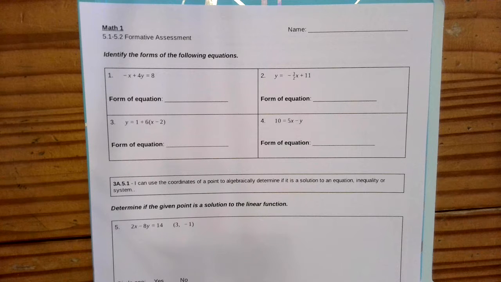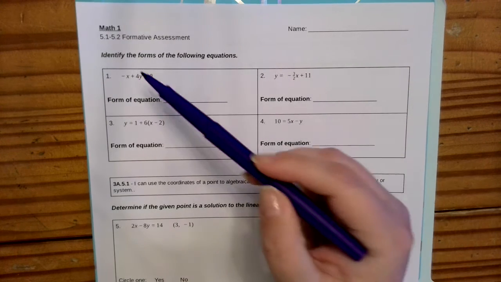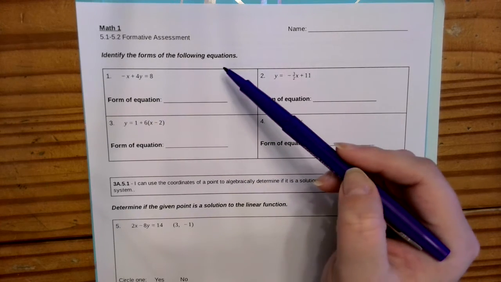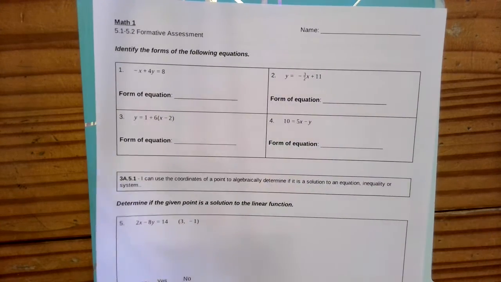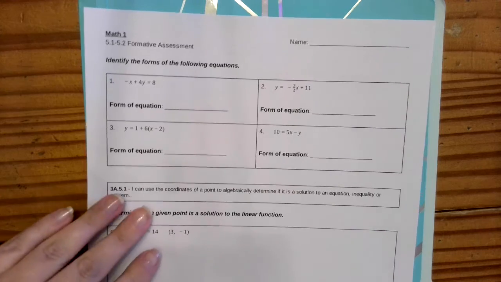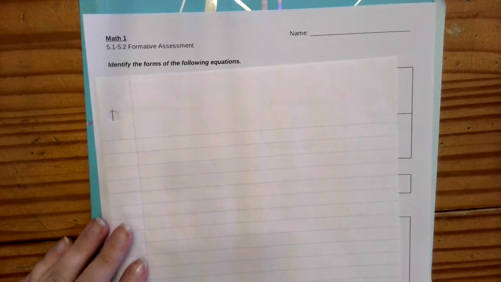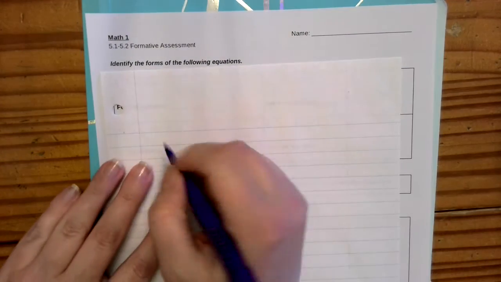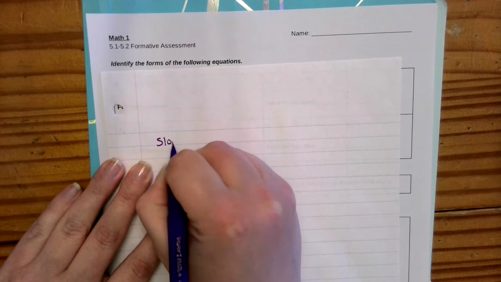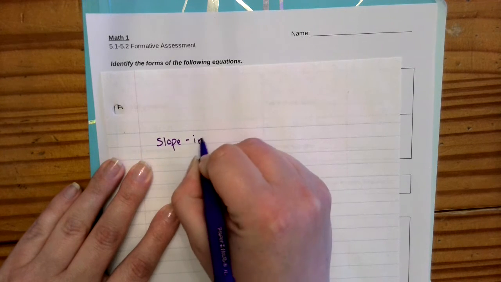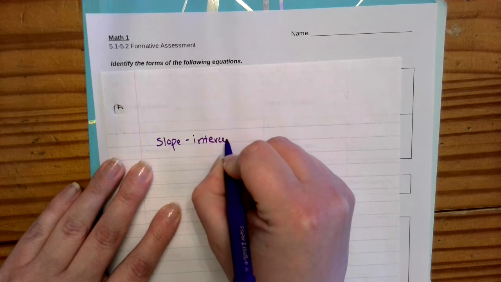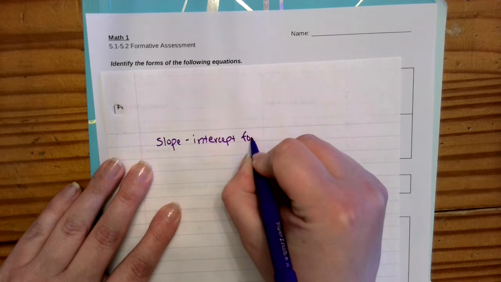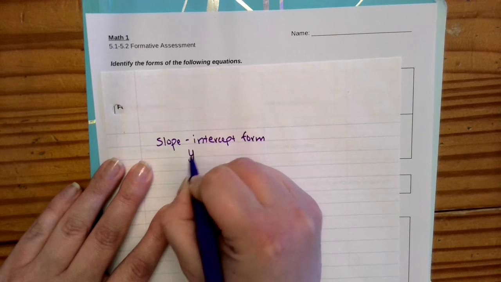All right, so for questions 1 through 4, the directions say identify the forms of the following questions. In order to do that, we need to remember what the different forms are. So really quickly, I wanted to just write down the different forms that we have. We have slope-intercept form, which is y equals mx plus b.